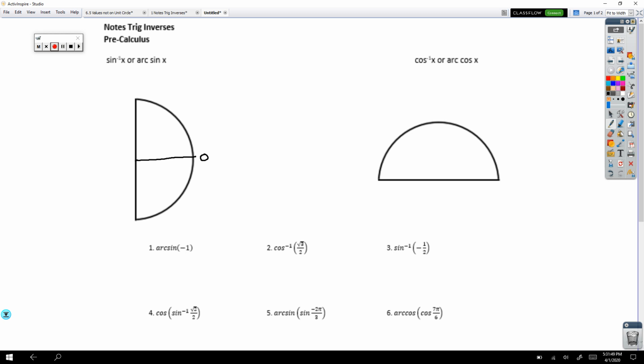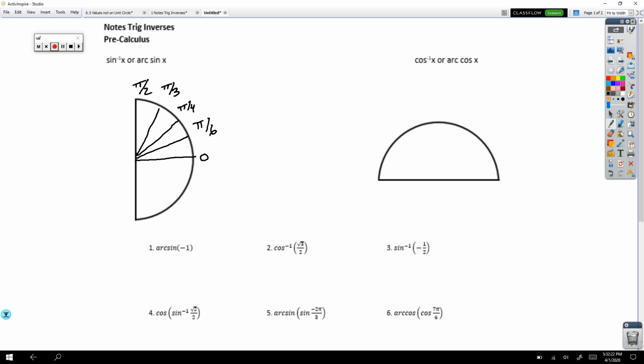Now, we know it starts at 0, and here would be pi over 6, pi over 4, pi over 3, and then pi over 2. Now, since we're only looking at the right half of the unit circle, I can't continue to rotate counterclockwise because the left half of the unit circle isn't there. So I need to think about starting at 0 and rotating clockwise.